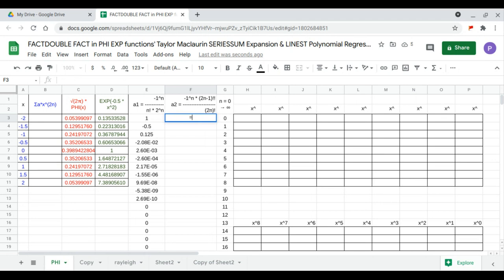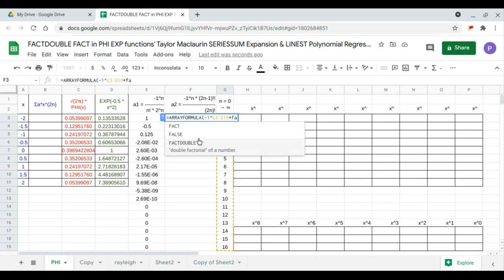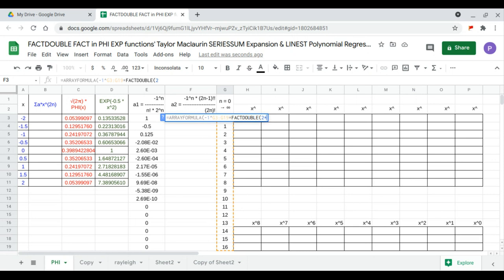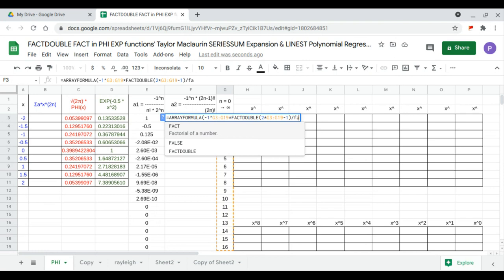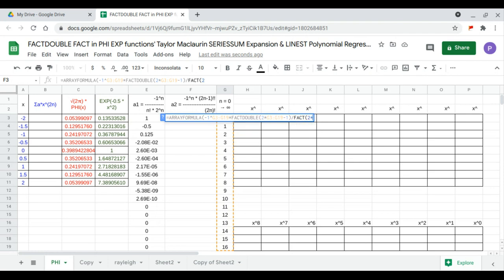We continue with the double factorial, which is array formula: -1 raised to the power n times double factorial 2 times n minus 1, divided by, the denominator is factorial 2 times n. And enter.